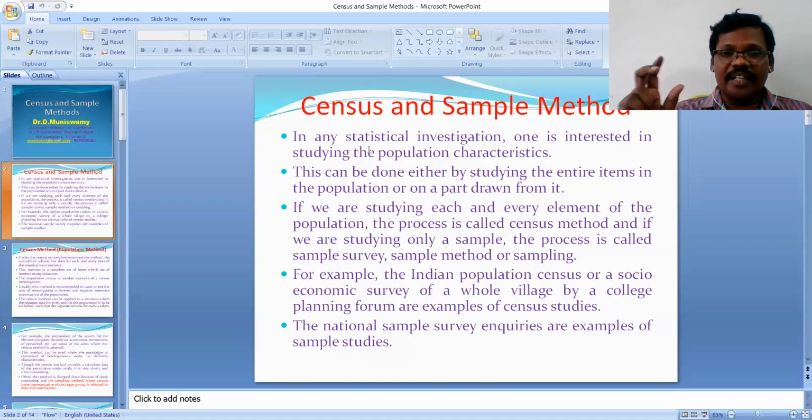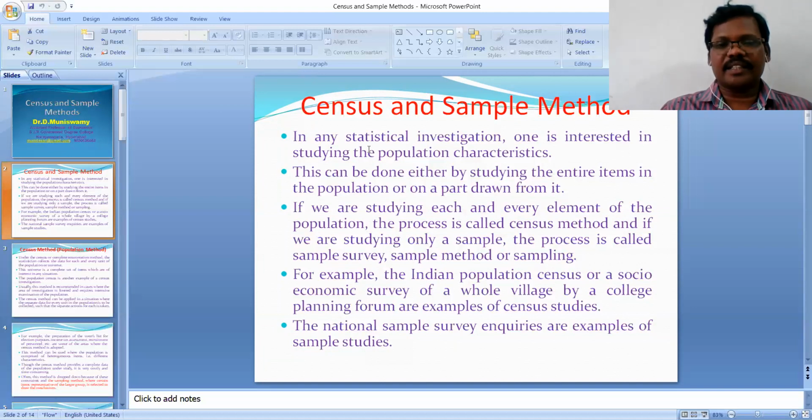And if we are studying only a sample or part of the people, the process is known as sample survey, sample method, or sampling. If we are taking information from all, it is known as census or population. If we are taking only selected people from part of the total population, it is known as sample survey, sample method, or simply sampling.